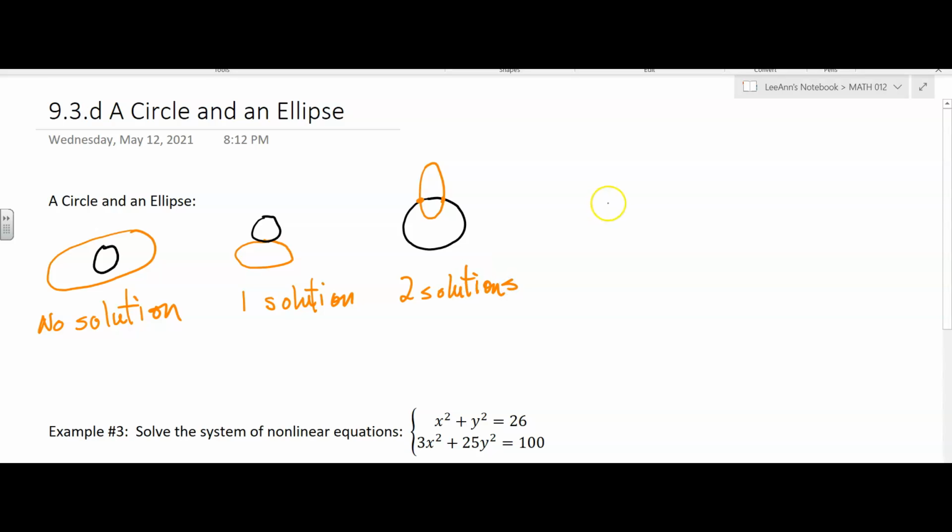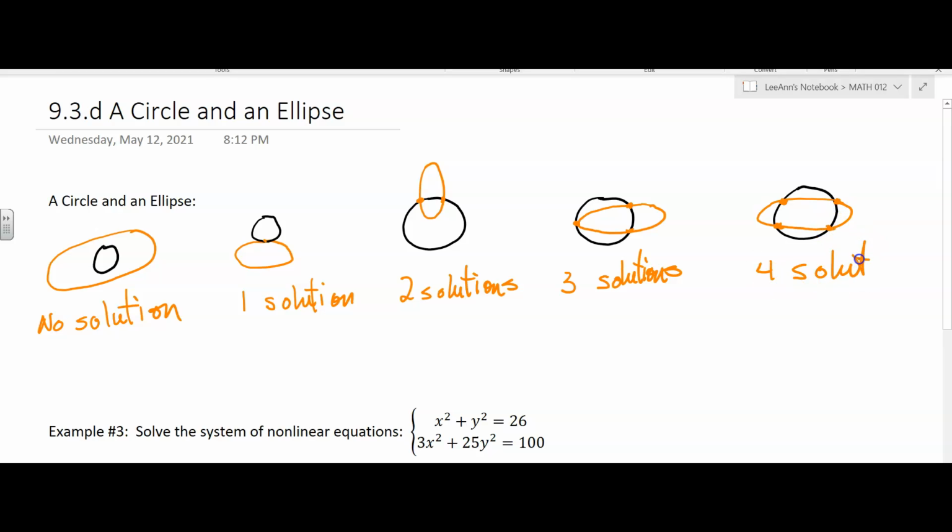Maybe you have a circle, and the ellipse looks something like this, where it's tangent right here, but then there are these other 2 points of intersection, so there are 3 solutions. Or maybe you have a circle, and maybe the ellipse just intersects it with 4 solutions. Okay, so those are some possibilities.